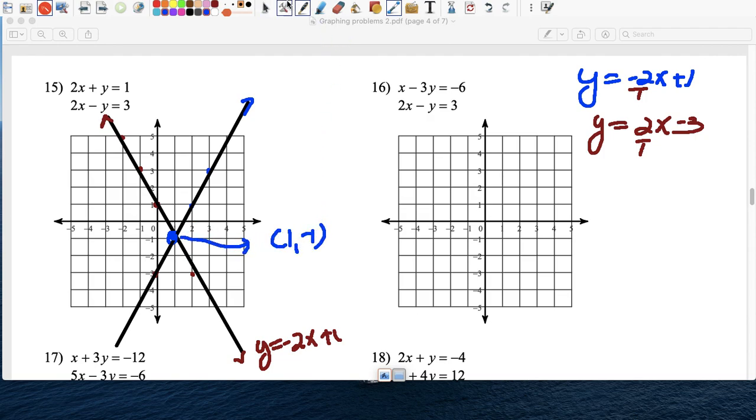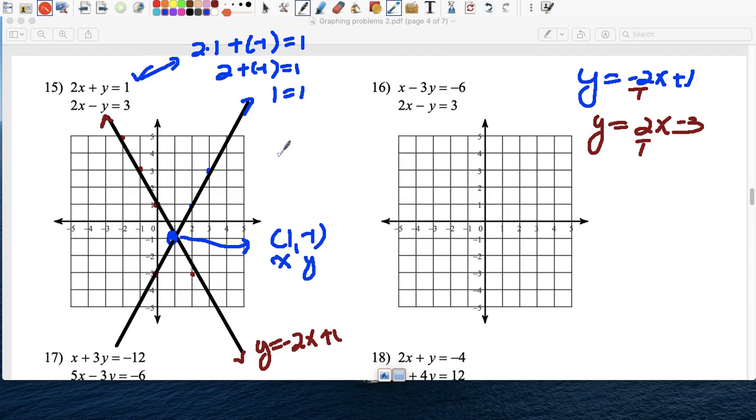Well, don't believe me. Let's substitute. So I'm going to take these 2 points. Here's my x value, my y value, and plug it into both equations. So in the first equation, 2 times 1 plus negative 1 equals 1. 2 times 1 is 2. Plus negative 1, does it really give you 1? And yes, it does. So the first equation is a check.